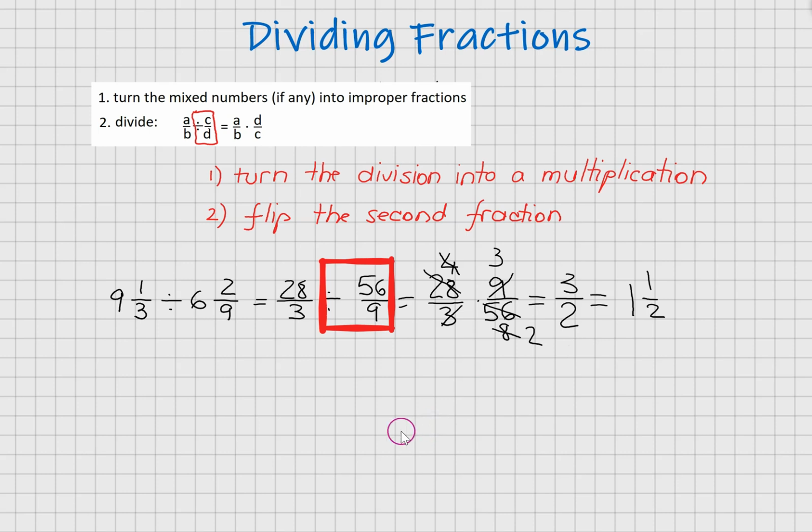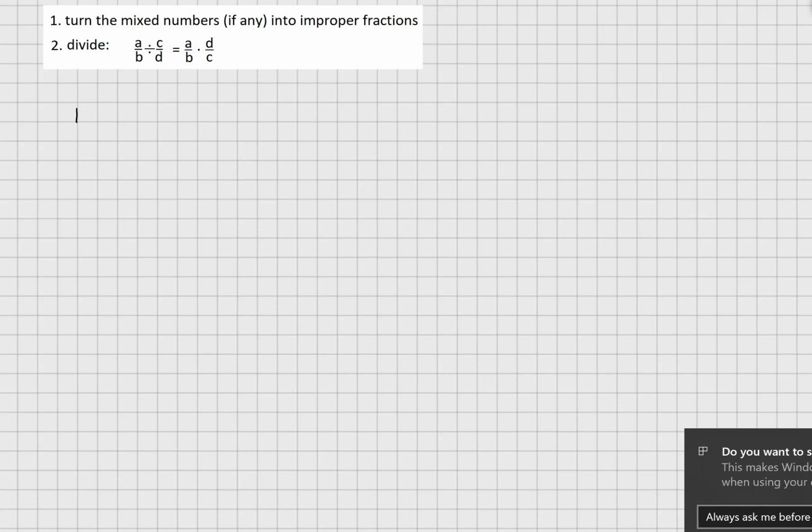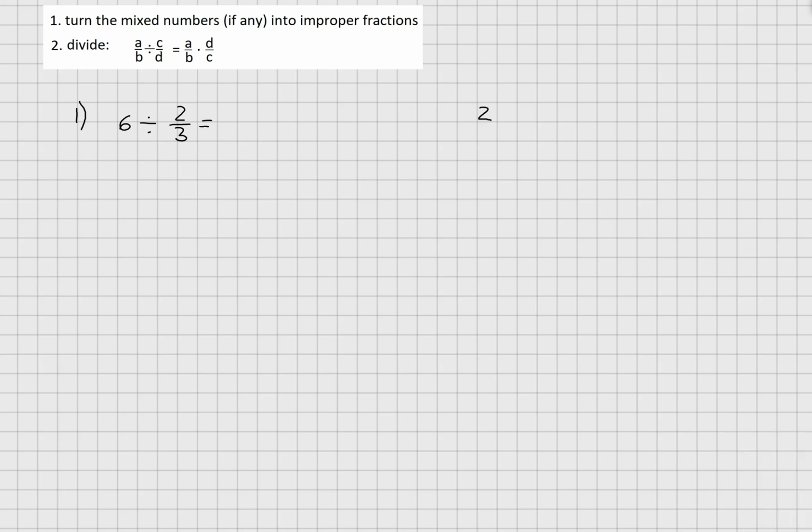Your turn now to solve two questions. First one is 6 divided by 2 over 3. And the second one is 1 and 1/9 divided by 1 and 2/3. Pause the video and solve it. Then you can follow my solutions.